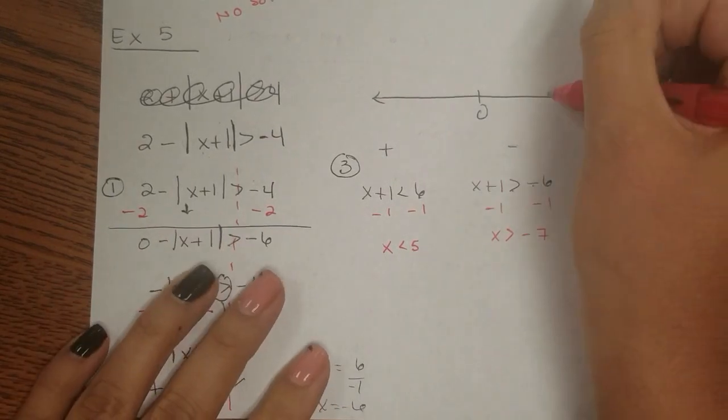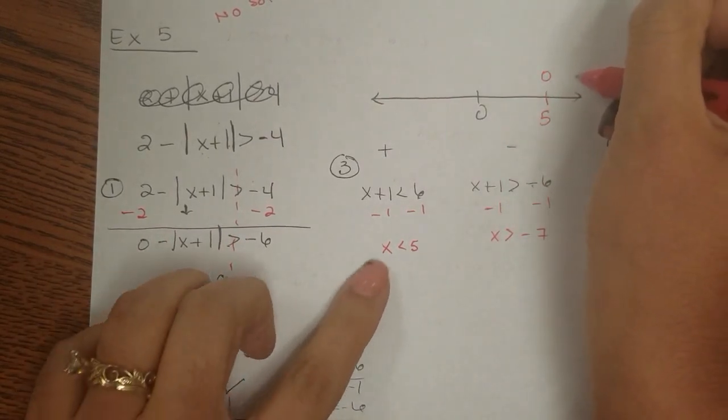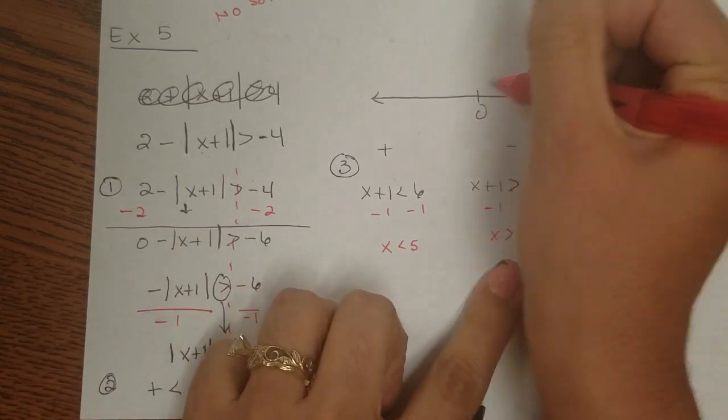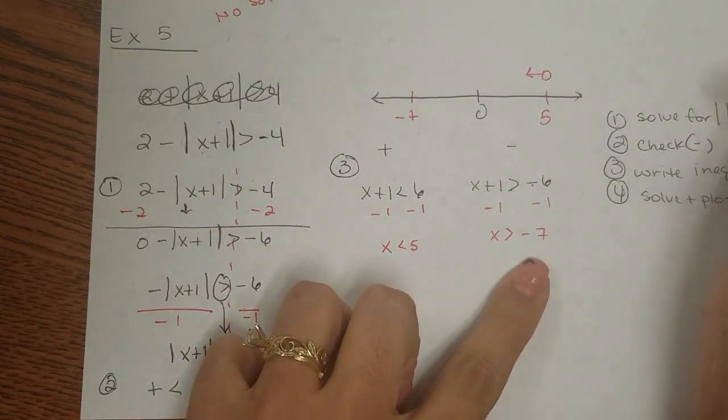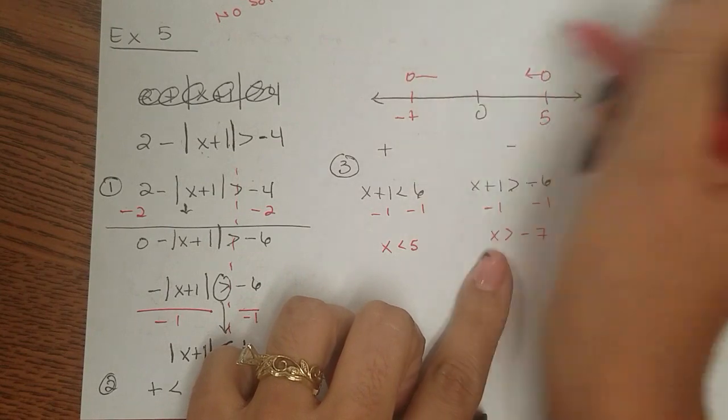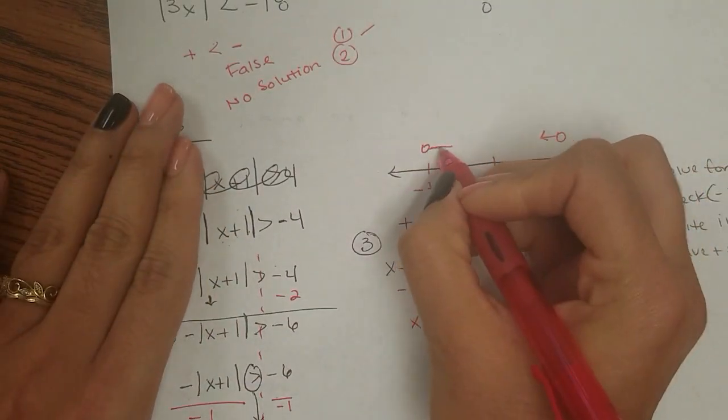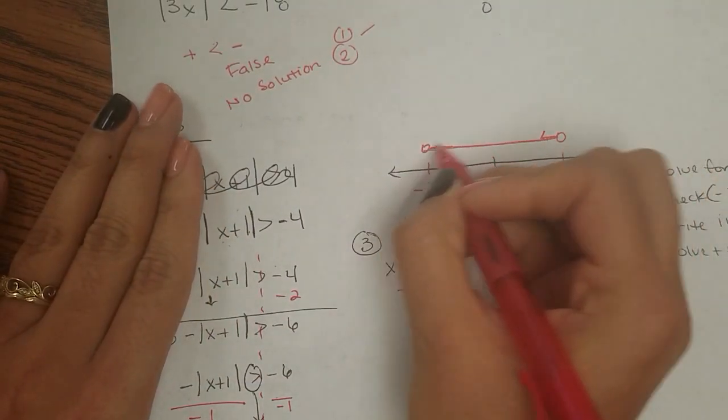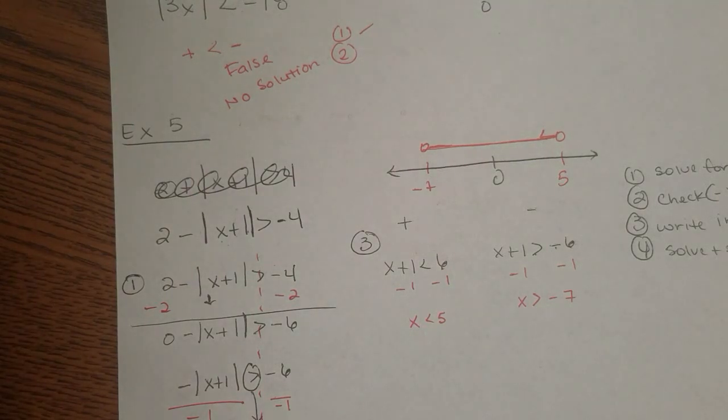So if you wanted to plot these, you have 5, open circle, less than is going to go this way. Negative 7, x is greater than negative 7, open circle, this way. So these two are actually going to connect. And those are your solution sets.